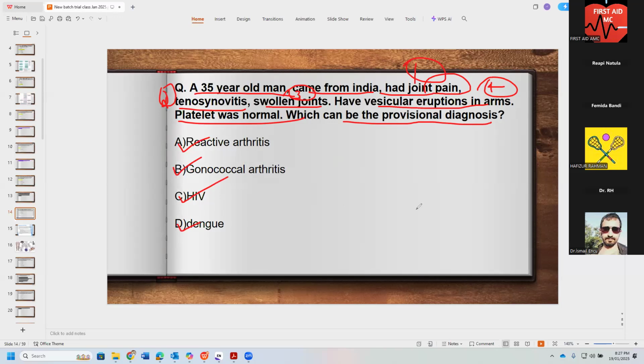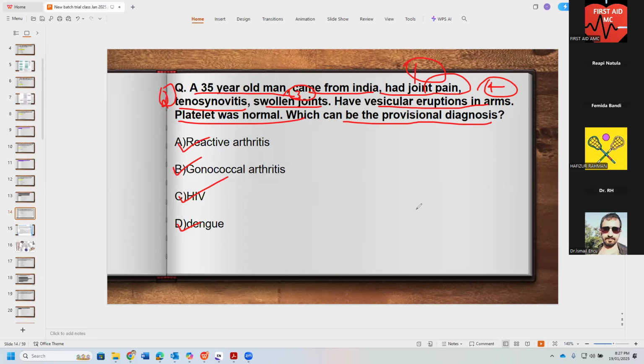Joint pain, tenosynovitis, swollen joint, vesicular eruption. Does vesicular eruption happen in dengue? No, it doesn't. What kind of rash do we have in dengue? A petechial rash, a hemorrhagic rash. Yes, petechial rash, because platelets are very low.